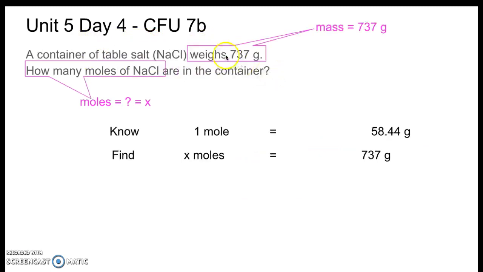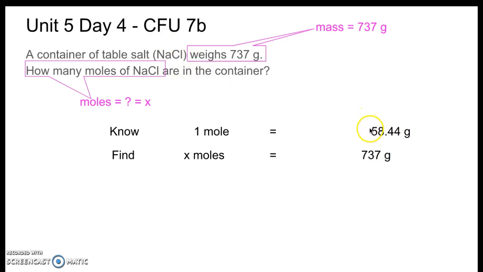All right, last example, we're not going to solve this. This is also from the day 4 packet. This is CFU-B, and it says a container of salt, NaCl, weighs 737 grams. How many moles of NaCl are in the container? So what I mean is we're not going to solve this, I'm just going to show you the general setup. I want to point out that in this case we have a molecule, and I know that because we have 2 atoms, sodium and chlorine. Since we have more than 1 atom and it's a molecule, we have to calculate its molar mass.